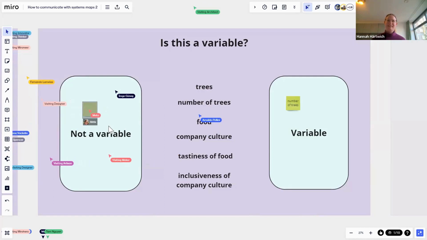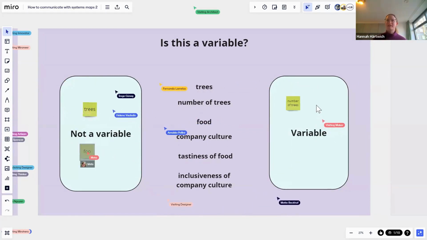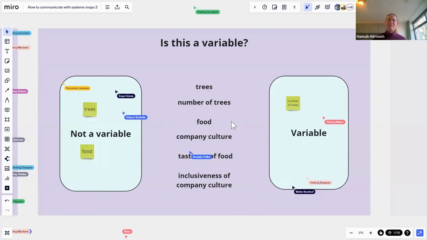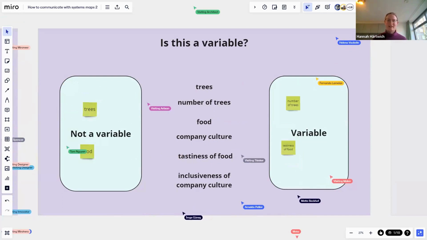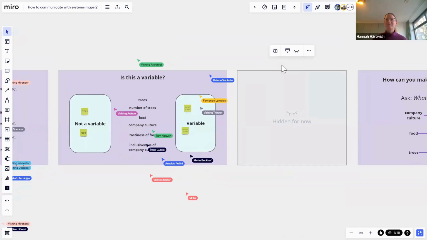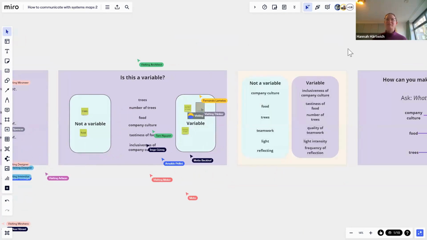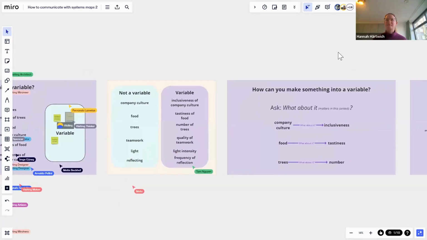So yeah, indeed, if we just talk about trees, that is not very specific yet. But if we say, for example, number of trees, then we are talking about a variable. The same as if we're just saying food, it's not very clear. But if we say tastiness of food, then that is indeed a variable. So these are things to keep in mind when we're working on a systems map on a basic level.